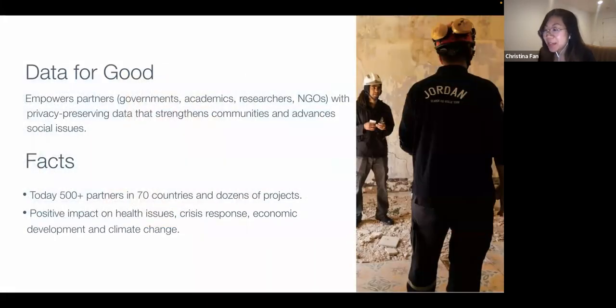And finally, we have the Data for Good team that has also come underneath the wing of data and transparency. The Data for Good team empowers partners, including governments, academics, researchers, and NGOs, with also privacy preserving data that helps strengthen communities and advances social issues. And some fun facts about the Data for Good team is that we have over 500 partners in 70 countries, dozens of projects that are active and growing. And the team truly wants to focus on positive impact, health issues, crisis response, economic development, and climate change. We have Carlos on the team who will be presenting on this down the road, so he can definitely give you a lot more detail about that.